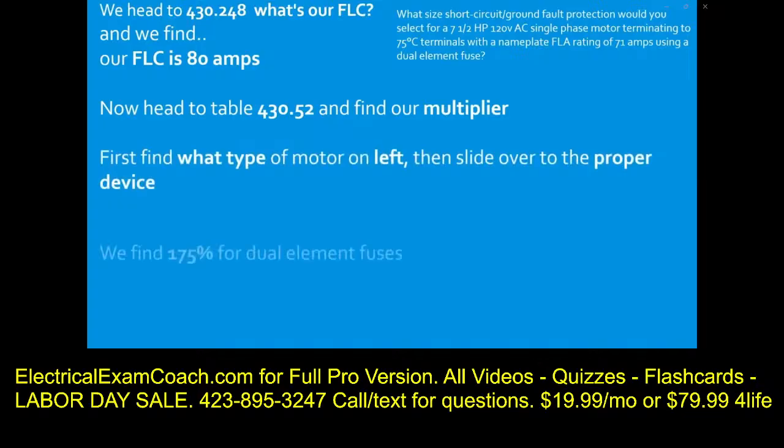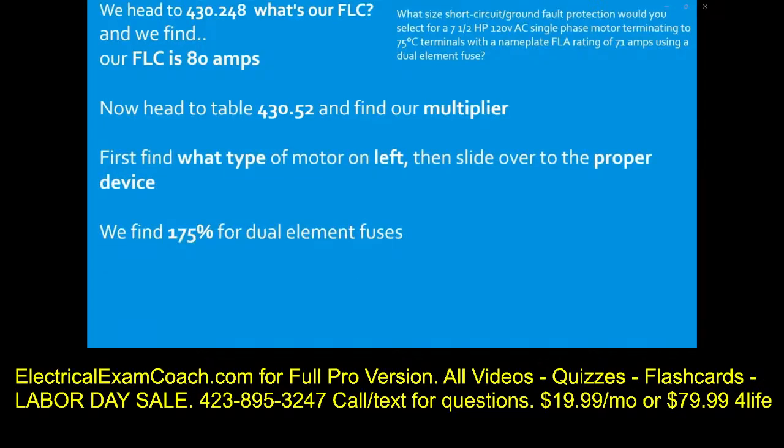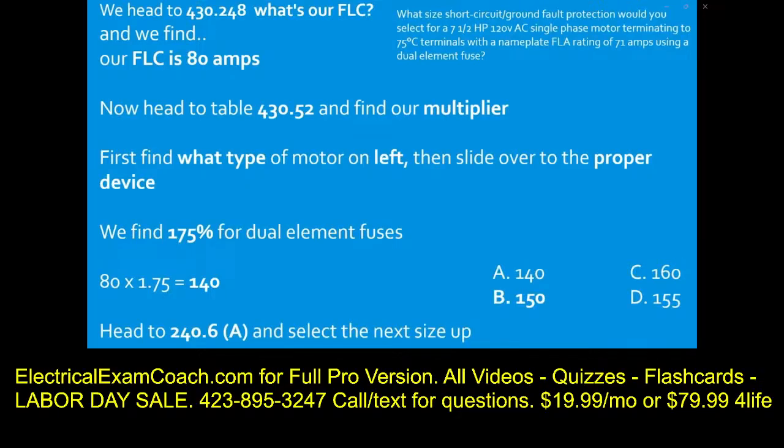Now we head to 430.52 and find our multiplier. Starting on the left-hand side and finding our motor, we come over and we tee off with our type of device. Then we're going to find that it's 175% for dual element fuses. Remember, this is just another demand factor. So we take 80 multiplied by 1.75. That's going to give us 140 amps. Now we head over to 240.6(A) and select the next size up. And in this case, it's going to be B.